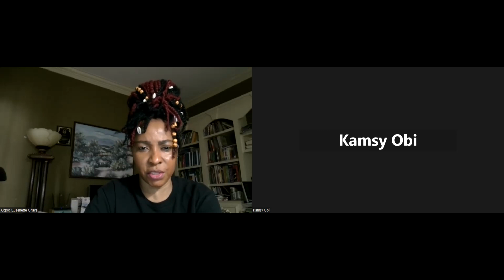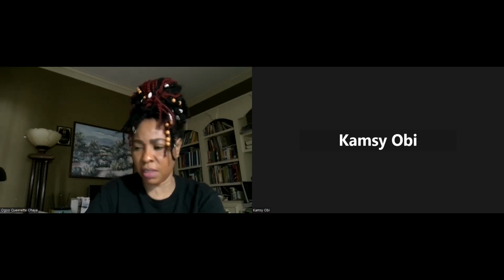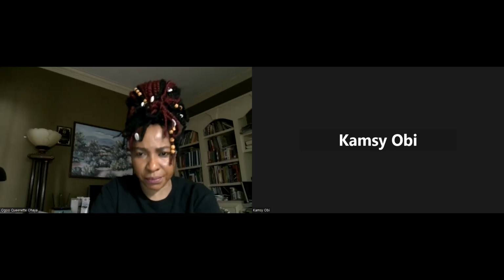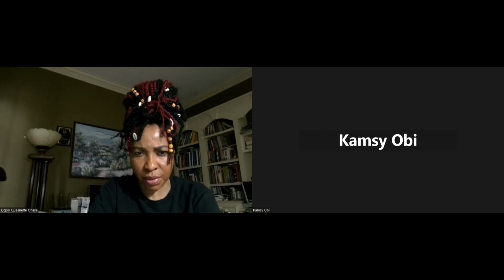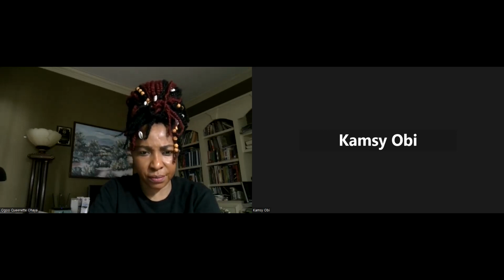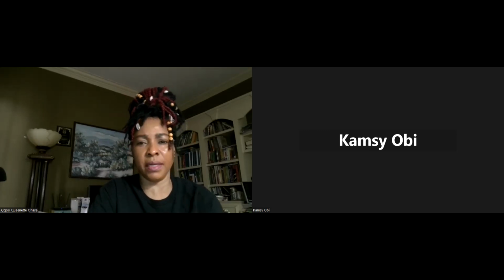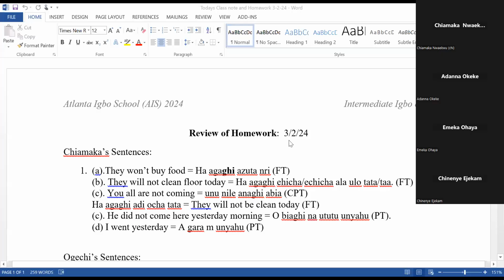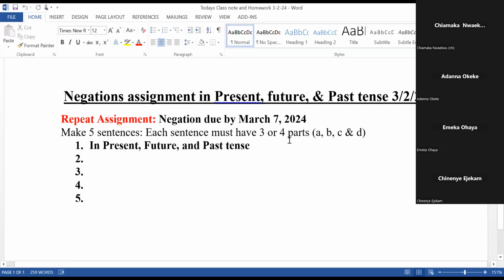Okay, so let me share a page and we take Ogechi's example here, the homework. All right, so everybody can see the homepage. This is the homework I gave to you. And the homework says, make 5 sentences. Each sentence must have 3 or 4 parts. The first one, it doesn't have to be in sequence anywhere.